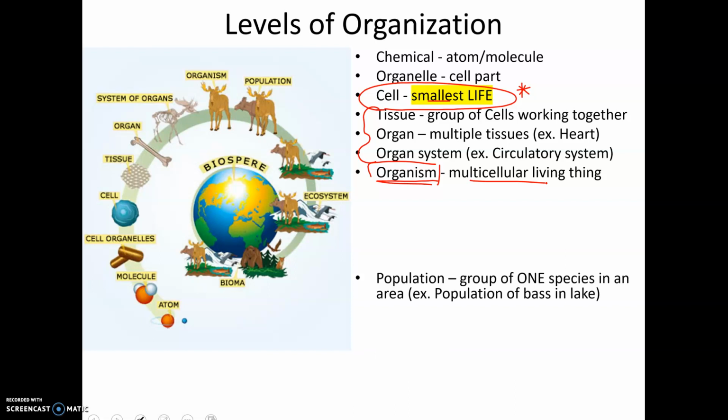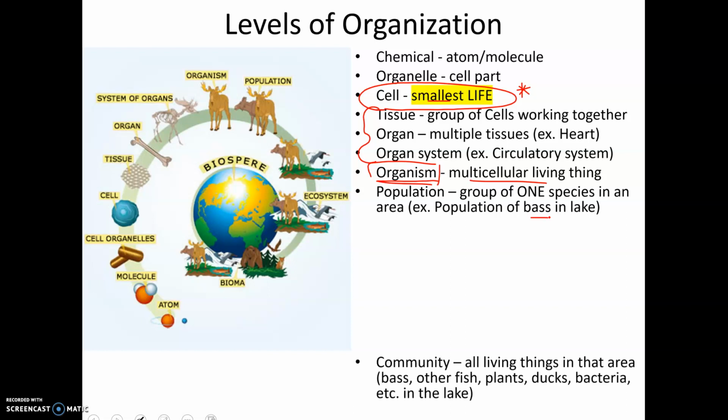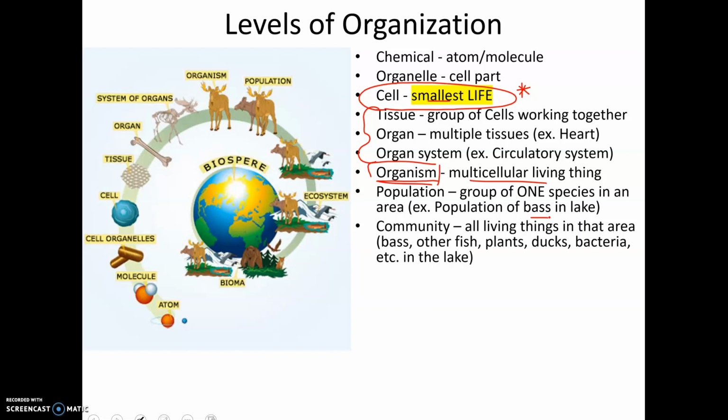We're much more complex. Okay, a population is a group of a single species in an area. So if we went to a lake and we just counted all the bass, which is a type of fish, that would be a population. Or if you went to the forest and just counted all the deer in the forest, that would be a population of deer. Or you could also have a population of pine trees, but it would be a single species in one area. A community is all the living things in the area.